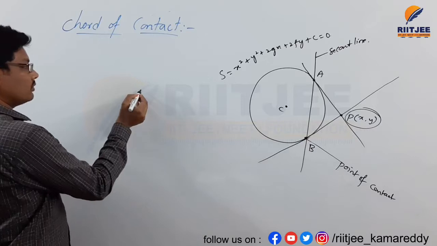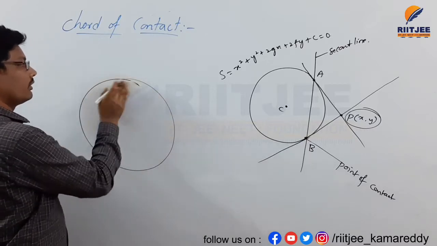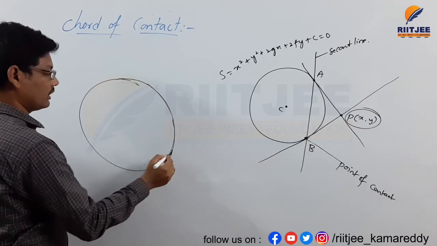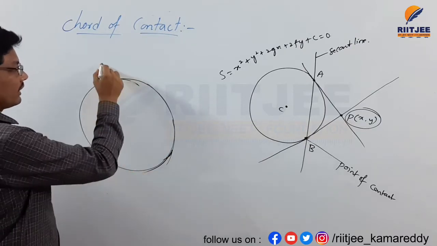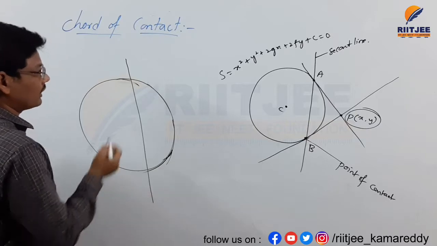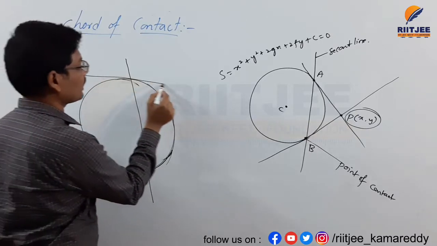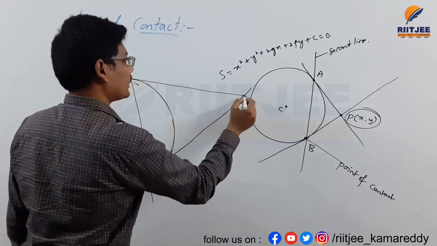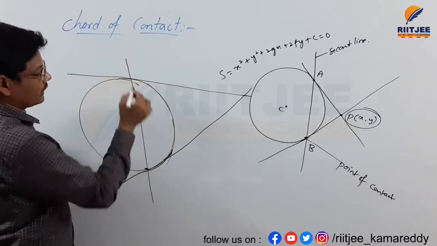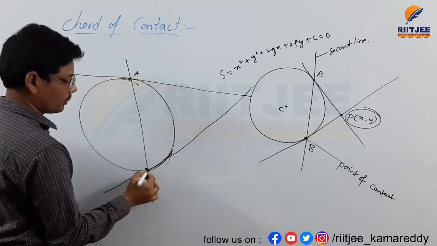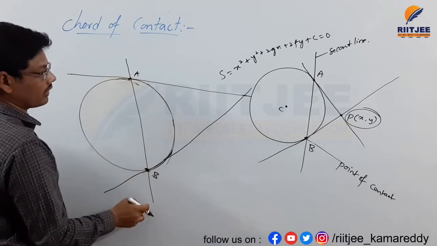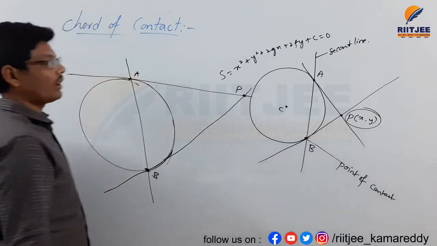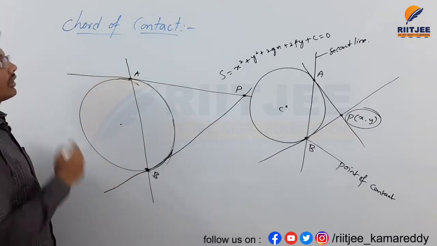See here, when a circle has the equation S equals 0, and a secant line intersects it, and two tangents are drawn at the 2 points of contact, the point where the tangents intersect is called the chord of contact. This is all about chord of contact.